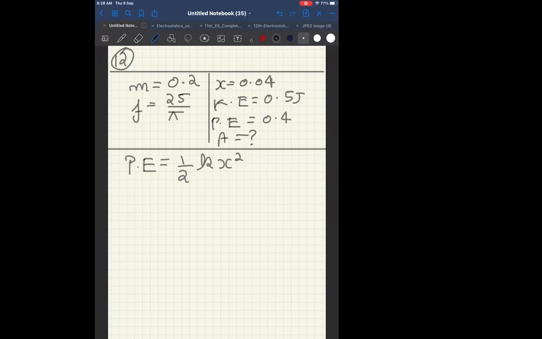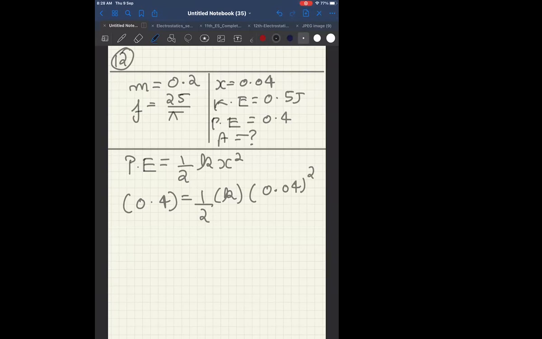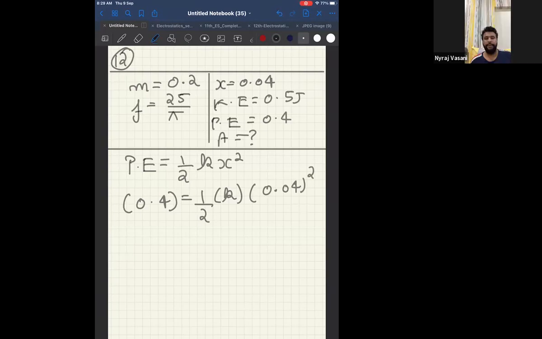Now, potential energy is given as 0.4, equal to half k x square. Is k known? It is not known. It is the force constant. It is not given. Can I say x is 0.04, the whole square? From this value, can I get the value of k? Tell me what is the value of k? We'll get around 500. Check. Are you getting k as 500?